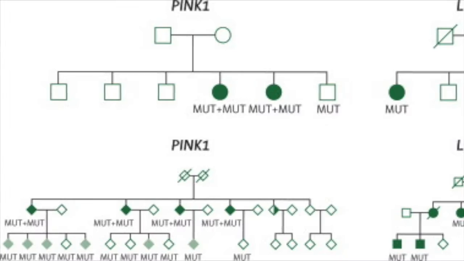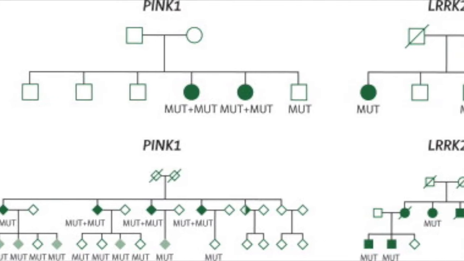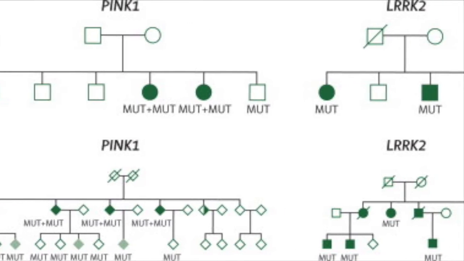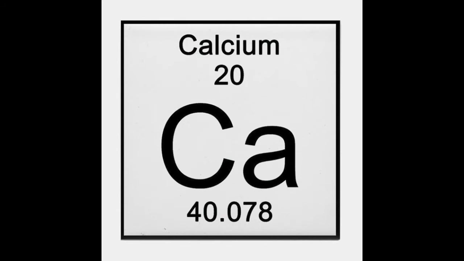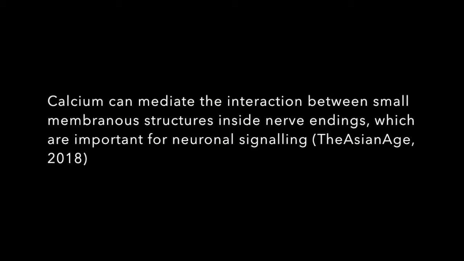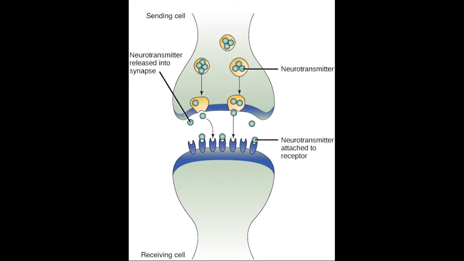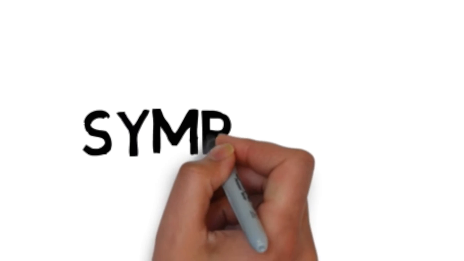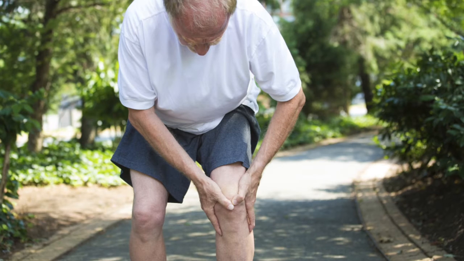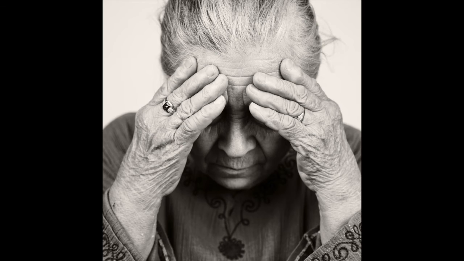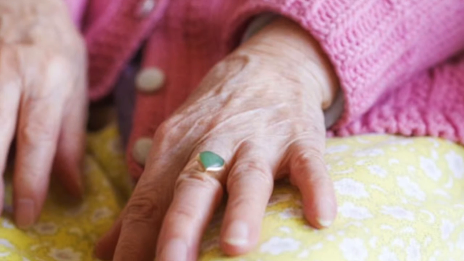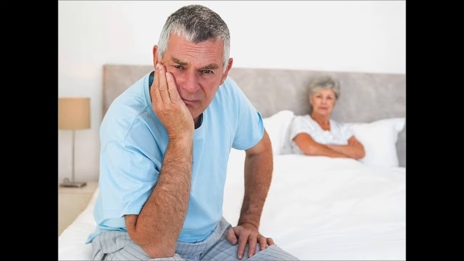Genetic mutations are uncommon except in rare instances with many family members affected by Parkinson's. A recent study found excess calcium can mediate the interaction between small membranous structures inside nerve endings, which are important for neuronal signaling. The symptoms of Parkinson's disease include difficulty controlling movement, stiff muscles, speech disorder, lack of facial expression, depression, constipation, difficulty breathing and swallowing, tremors, deteriorating posture, sexual dysfunction, loss of balance, and cognitive abilities.